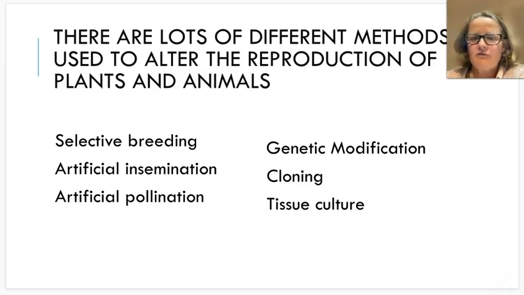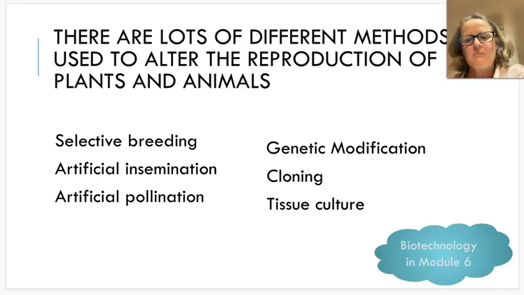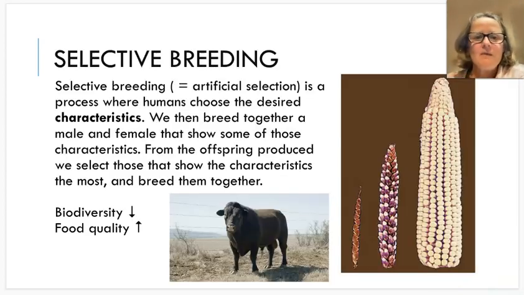There are lots of different methods used to alter the reproduction of plants and animals. Selective breeding, artificial insemination, artificial pollination, genetic modification, cloning, and tissue culture. And to be quite honest, most of these are going to be covered in the biotechnology that we study in Module 6. So we'll look very briefly at them now with our lens of reproduction on them. But in terms of technologies, we will study them in more detail when we meet them again in Module 6. So I'm just going to pick a few of these, not all of them.